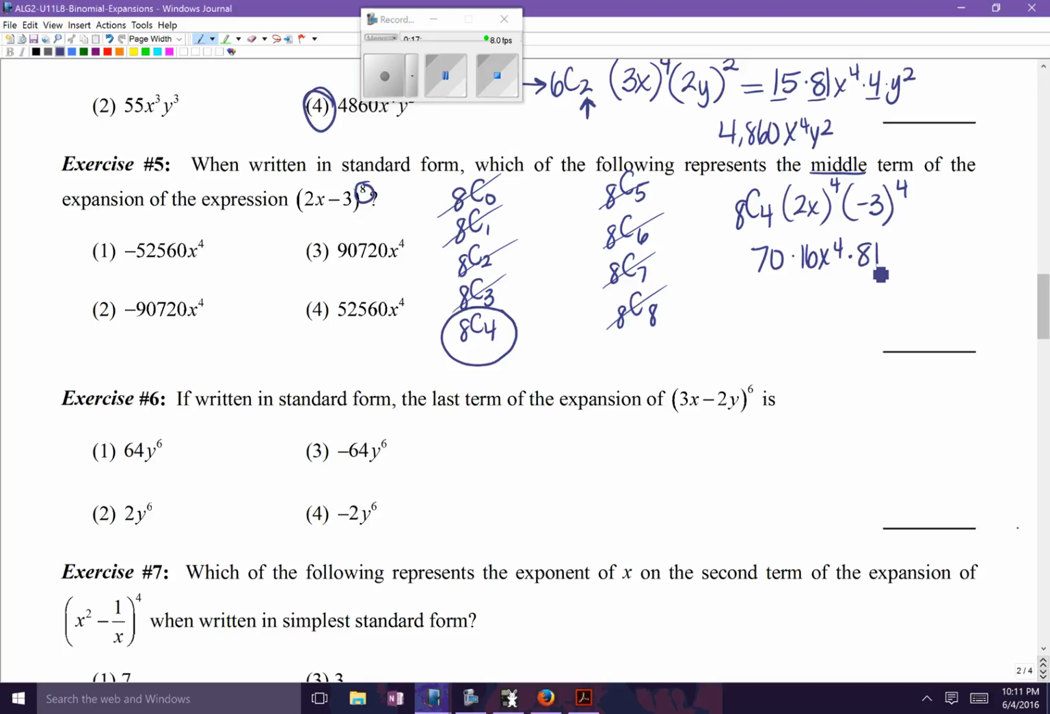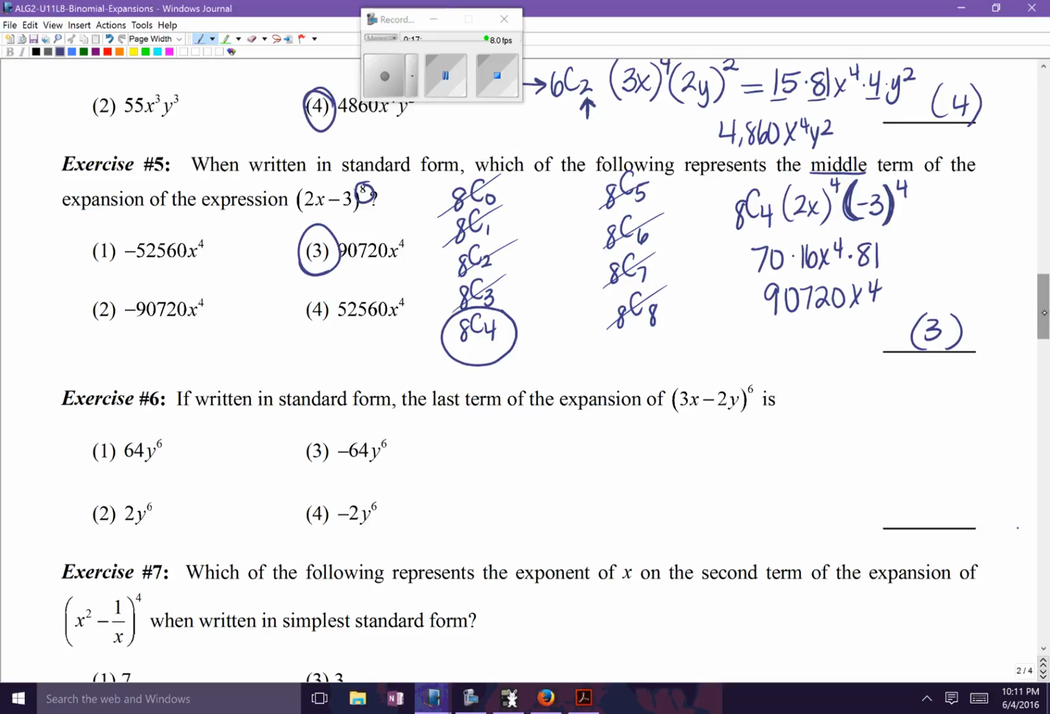If I multiply 70 times 16 times 81, I get 90,720 x to the 4th. And this was choice 4. And just a word of advice, when you enter negative 3 raised to the 4th power in your calculator, please, please, please make sure to use the parentheses. If not, you will get a wrong answer.